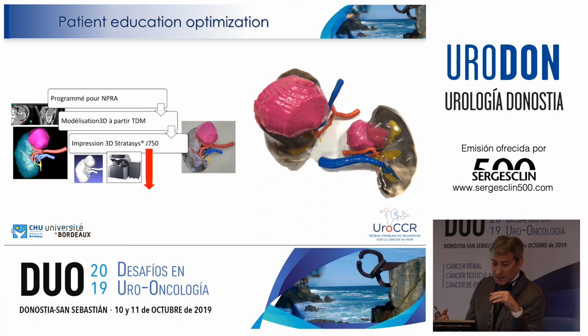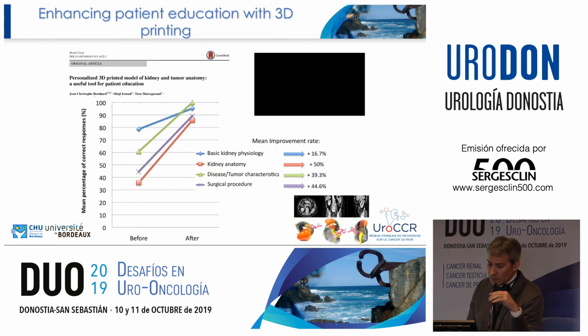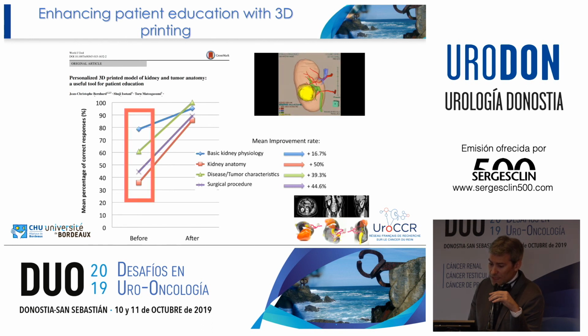Second axis in the way to optimize partial nephrectomy would be about patient education. How to enhance our patients' education. We found that maybe using 3D printing would be a way to do it. And these are the results of our very first and initial series using 3D printing, at the time we did it for 7 patients.